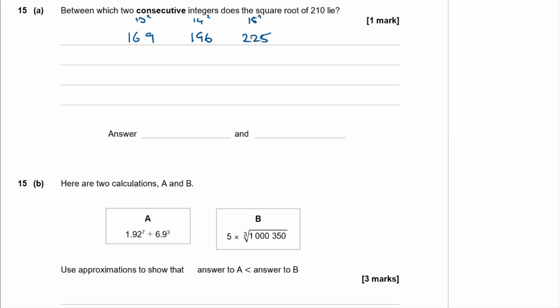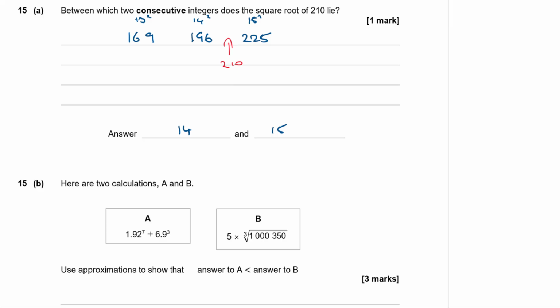So I can see that 210 lies between 14 squared and 15 squared, doesn't it? So which two consecutive integers does the square root of 210 lie between? It must lie between 14 and 15.